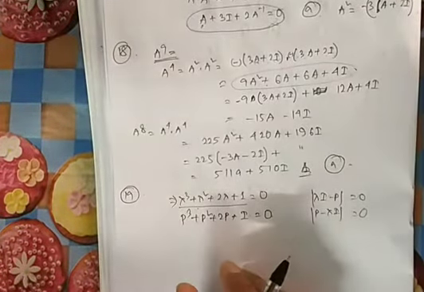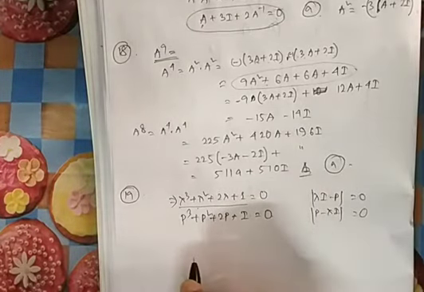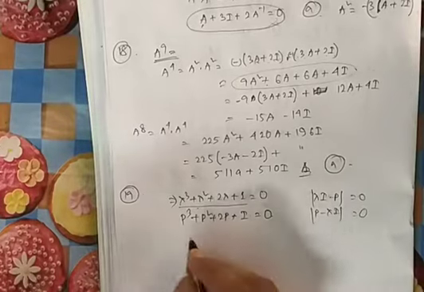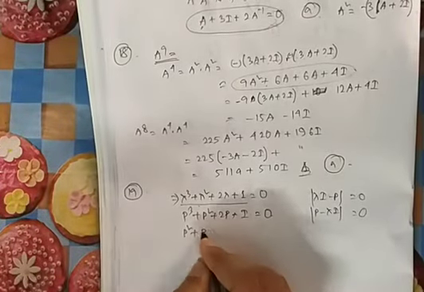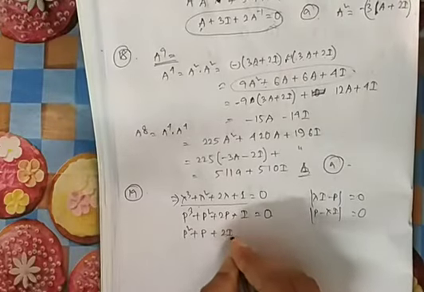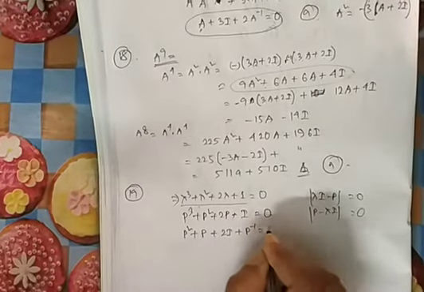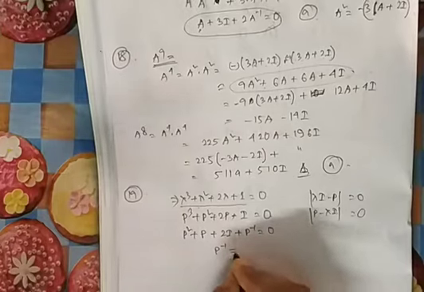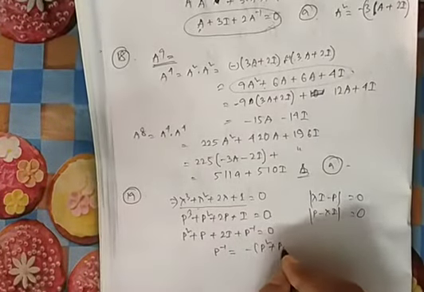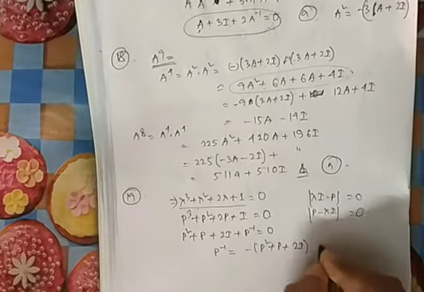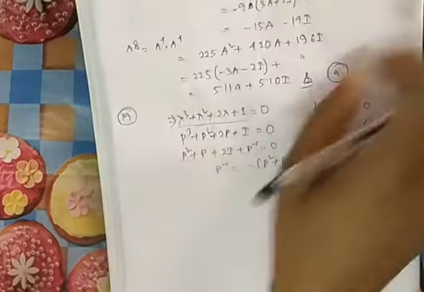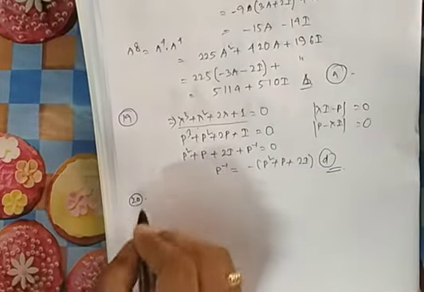So they are asking to find the inverse. Now how to find the inverse? For the inverse, you multiply by P inverse, like the earlier one where we multiplied by A. So it will be P square plus P plus 2I plus P inverse equal to 0. So from here P inverse is equal to minus P square plus P plus 2I, which is your option D. If that is done, then we will move to question number 20.